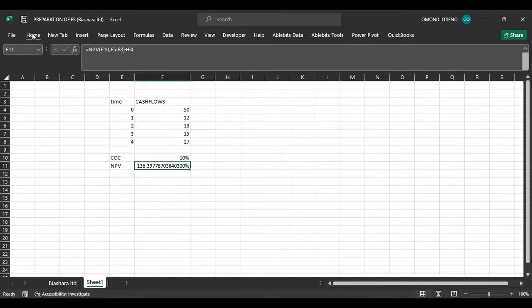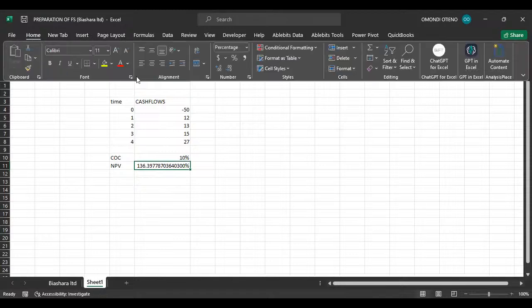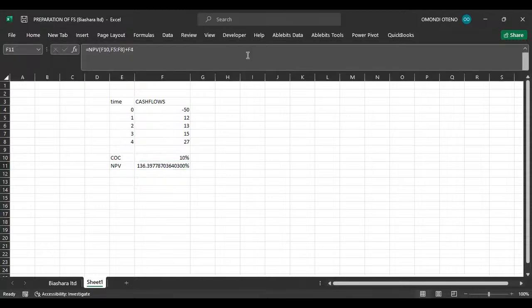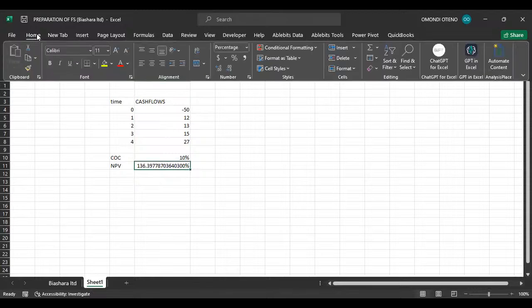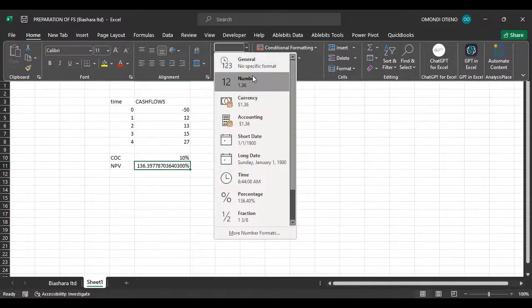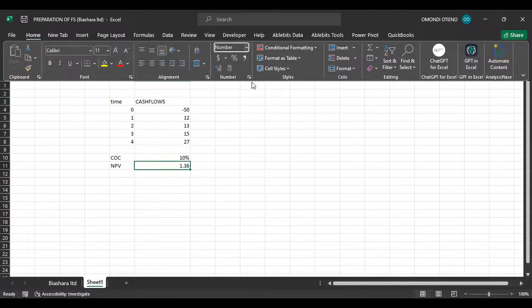Just go to the home tab, where you can see the percentages. Go back to home. So under the home tab, you can see we have percentage there. You hit that arrow. We simply want general or number. Even number is okay. You can see this gentleman is getting an NPV of 1.36, and he can increase the decimals to compare. If he increases the decimals, we are getting 1.369, about 1.36 like that.